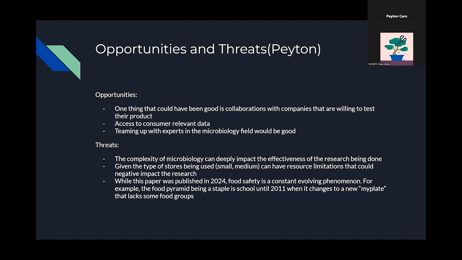Some big threats that were in the paper were the complexity, again, of microbiology. This can impact the effectiveness of the research. Given the types of stores, small and medium stores, really like mom and pop type stores, they can have resource limitations that could negatively impact the research. And while this paper was published in 2024, food safety is a constantly evolving phenomenon. For example, there's the food pyramid back in 2005, but it changed in 2011 to something different, which had less information on it. So it's just this thing is a constantly evolving phenomenon.